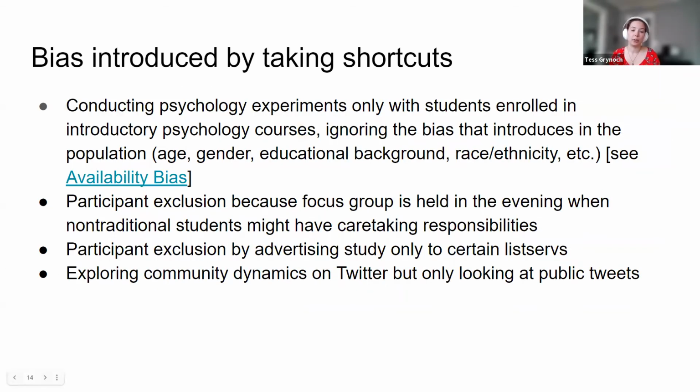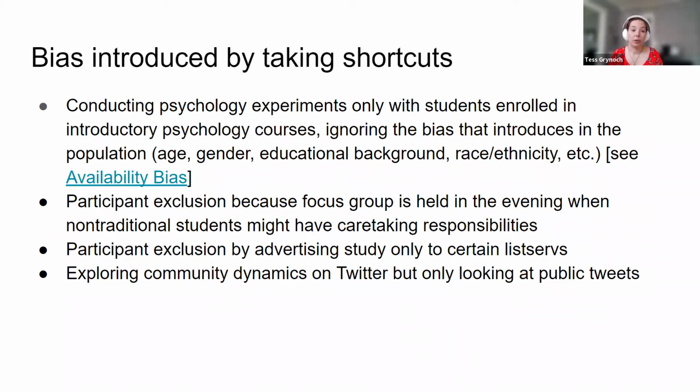And during the data collection process, bias can be introduced by taking shortcuts. Some common shortcuts that we've seen in research include conducting psychology experiments only with students enrolled in an introductory psychology courses. This ignores the bias that is introduced in the population, including age, gender, educational background, and race, ethnicity, et cetera. And this is commonly labeled availability bias.